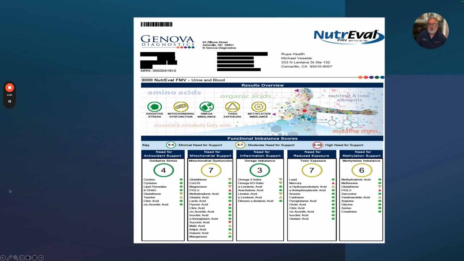Now, the organic acids test, when you do the test, the first page is basically an overview. So you can look at the need for antioxidant support or oxidative stress, and mitochondrial support, which the mitochondria, as you know, helps with maintaining energy in the cell, creating the ATP and helping convert food to energy. Inflammation, that's kind of a big one. Toxic exposure, and the last one is methylation.